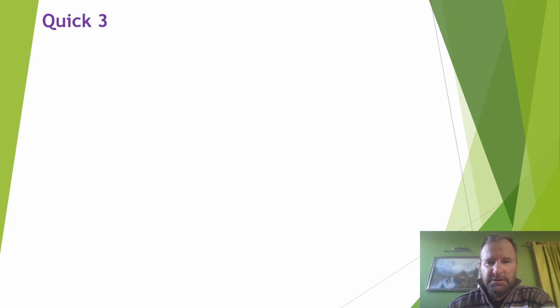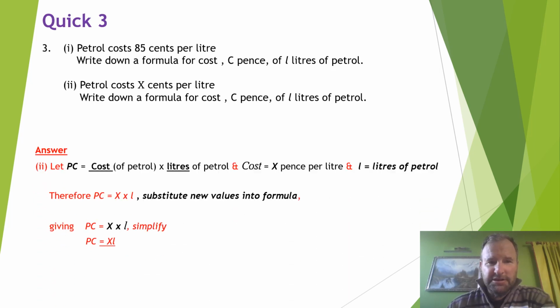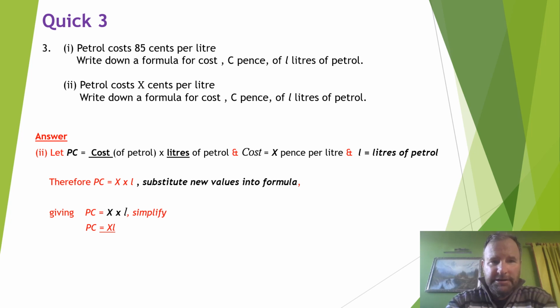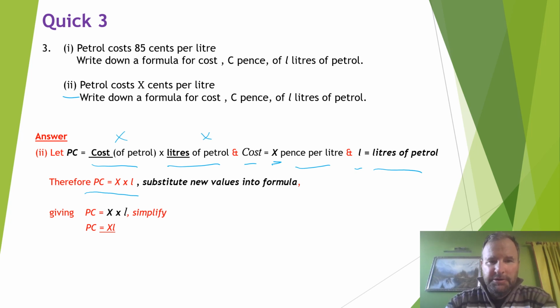So we're on to the third and final part of the quick three. There's the question, here's the answer. Remember, we're looking at part 2 here. So let C equal the cost of petrol times the litres of petrol. We're letting cost equal X per litre, and then L standing for litres of petrol. Therefore, we've got this little formula we substitute in for here and here. We put X that represents the cost, and little l represents the litres of petrol. So we write C equals big X times little l, and there's your formula there.